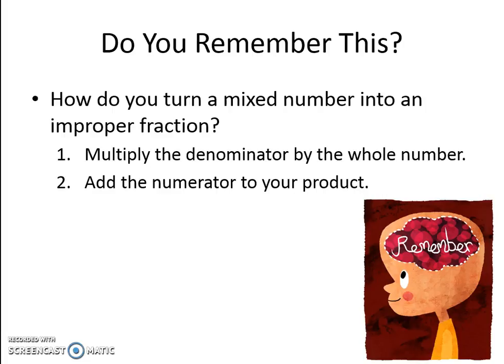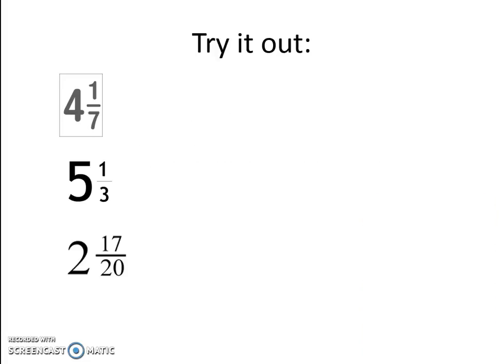How do you turn a mixed number into an improper fraction? Well, that's simple. You multiply the denominator by the whole number, then add the numerator to your product. Let's look at some review questions.